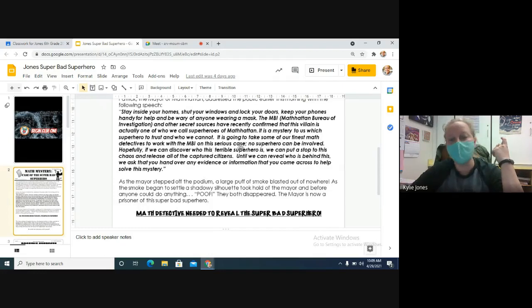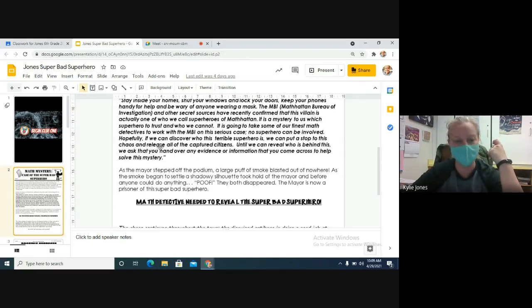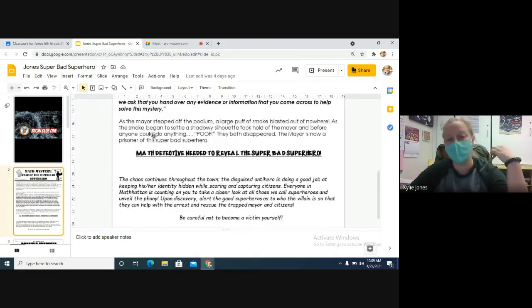Hopefully, if we can discover who this terrible superhero is, we can put a stop to this chaos and release all of the captured citizens. Until we can reveal who is behind this, we ask that you hand over any evidence or information that you come across to help solve this mystery. As the mayor stepped off of the podium, a large puff of smoke blasted out of nowhere. As the smoke began to settle, a shadowy silhouette took hold of the mayor, and before anyone could do anything, poof, they both disappeared. The mayor is now a prisoner of the super bad superhero.